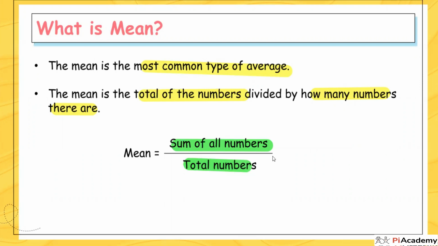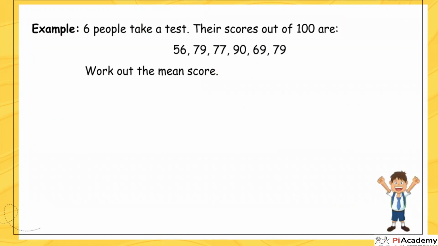Let's say I'm going to take one example. Okay, so I am reading this question for you. 6 people take a test. So there are how many people? 6. Okay. And the next important thing is how much their score. Okay. So their scores out of 100 are 56, 79, 77, 90, 69, and 79. So these are the scores. Okay. And there are a total of 6 people.